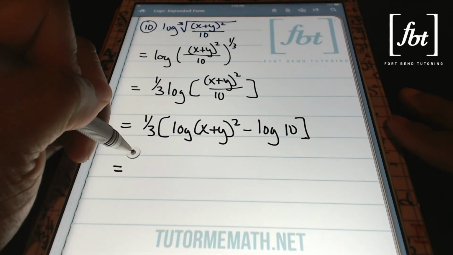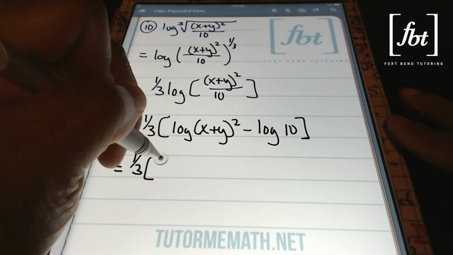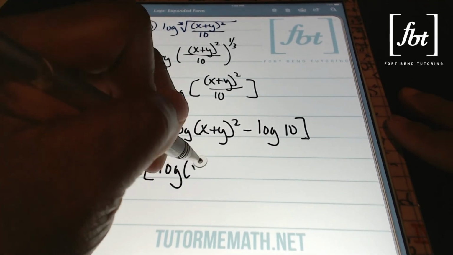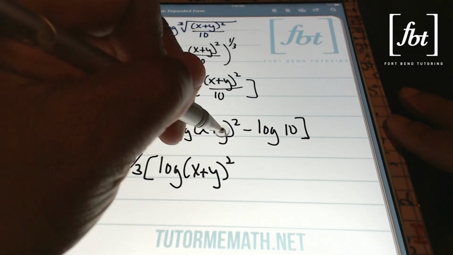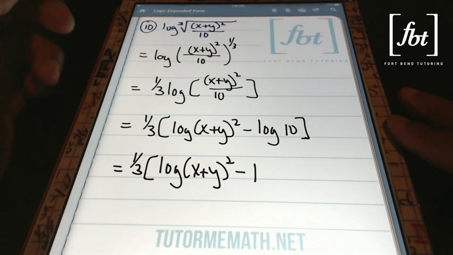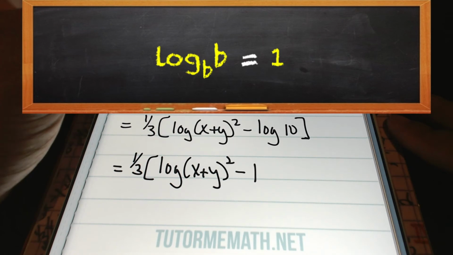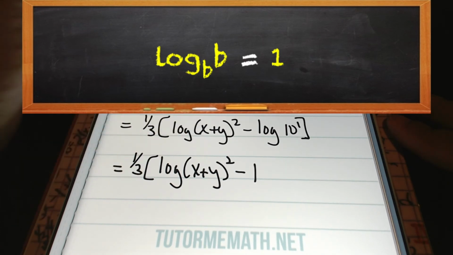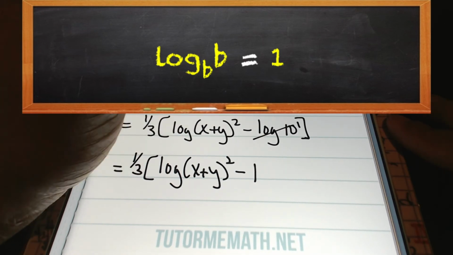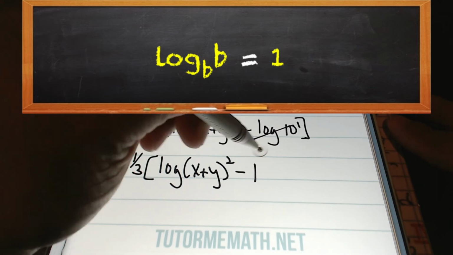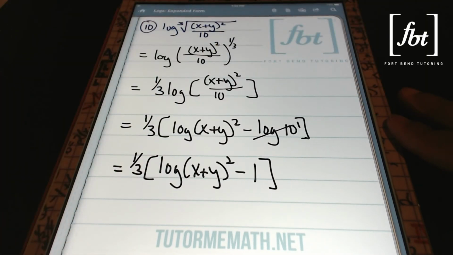Then we can simplify within the brackets. We'll have 1/3 times the log of x plus y squared minus 1. How do we get that 1? Remember, common log has a base of 10. This 10 is to the first power. Therefore, these will cancel out to give you 1 inside of your brackets for the second term there.